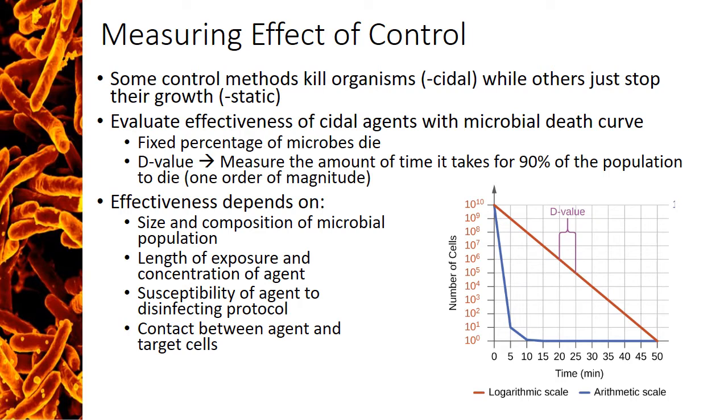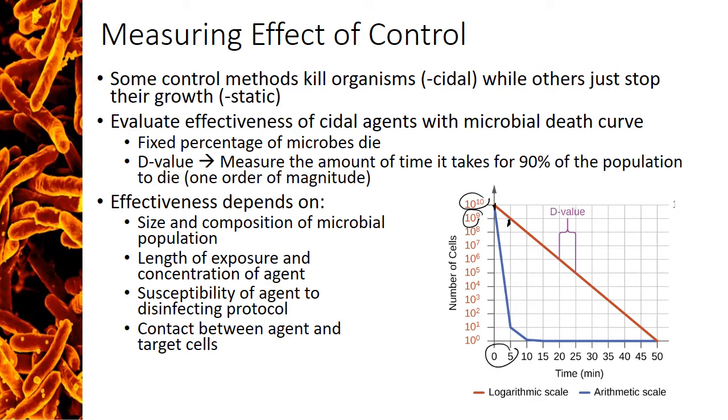And so the D-value is the amount of time it takes to reduce the population by 90%, which means 1 order of magnitude. And we measure this with a logarithmic scale, which is the red line. And so we can see to go from, say, 10 billion bacteria to 1 billion bacteria, which is 1 order of magnitude or 90%, it took us from this time point to this time point, which was 5 minutes.